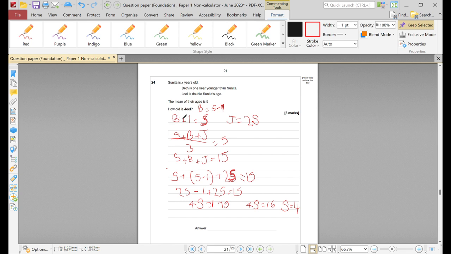So what do we know? How old is Joel? Well, Joel is double Sunita's age. So Joel is 8.